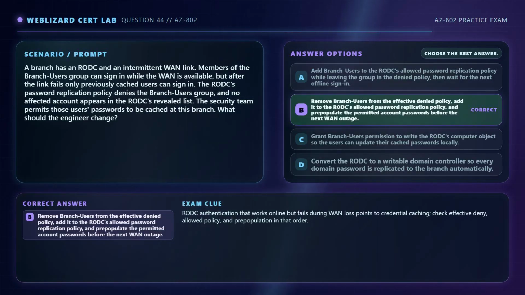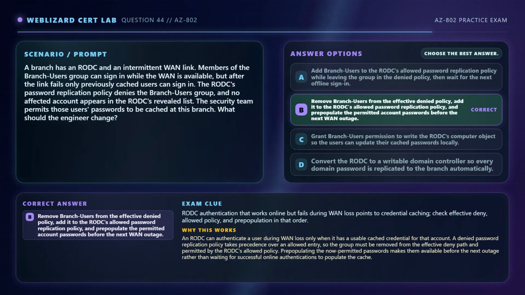The correct answer is B. Remove branch users from the effective denied policy, add it to the RODC's allowed password replication policy, and pre-populate the permitted account passwords before the next WAN outage. An RODC can authenticate a user during WAN loss only when it has a usable cache credential for that account. A denied password replication policy takes precedence over an allowed entry, so the group must be removed from the effective deny path and permitted by the RODC's allowed policy.